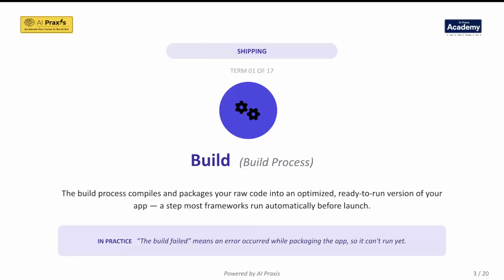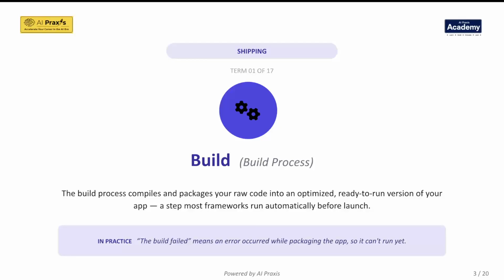Think of it like baking. Your code is the raw ingredients, flour, eggs, sugar. The build process is the oven that turns it into a cake. Most modern frameworks like React, Next.js, Vue run this automatically before launch. You don't even see it happening.